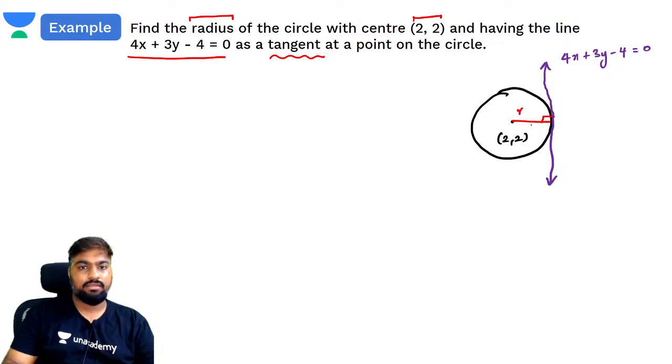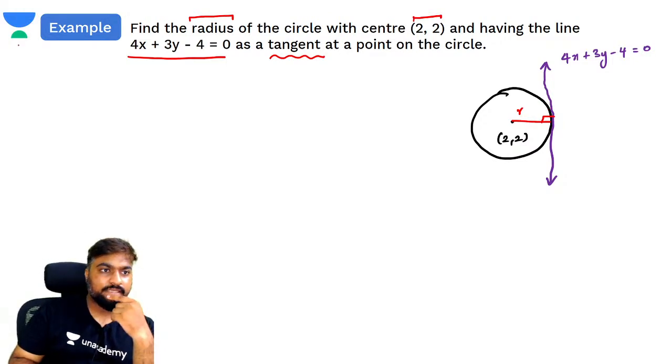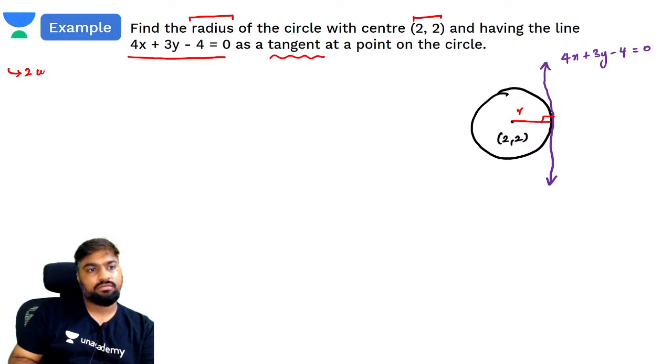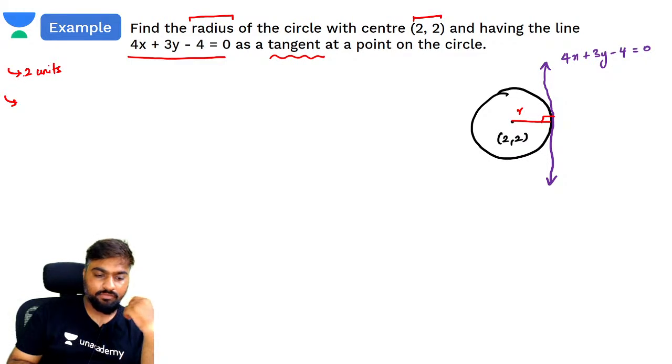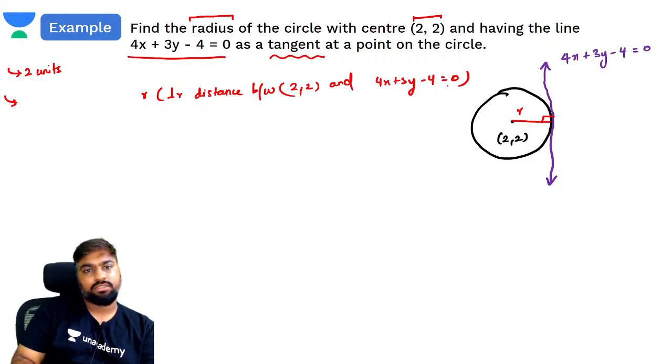अब ये समझ में आ रहा है? Now this with the help of the previous equation, superb Ritik. Ritik says the radius is 2 units. Anyone else? Nalin says 2 units. Very good. So what is r? R is nothing but the perpendicular distance between the point 2, 2 and the line 4x plus 3y minus 4 equal to 0.